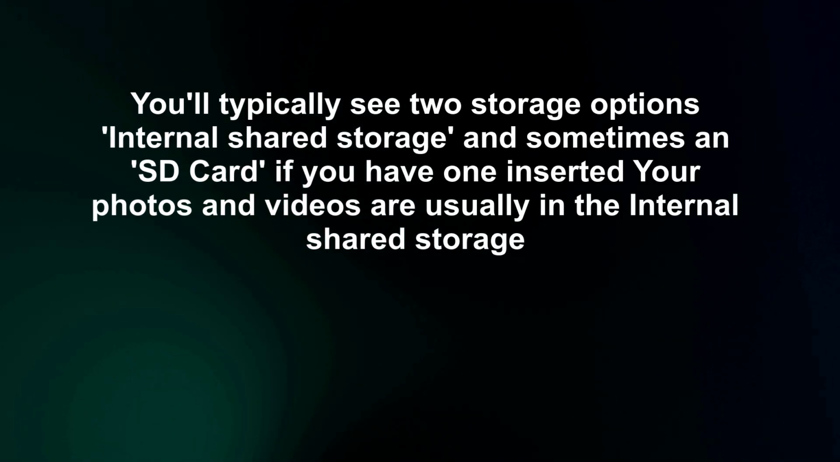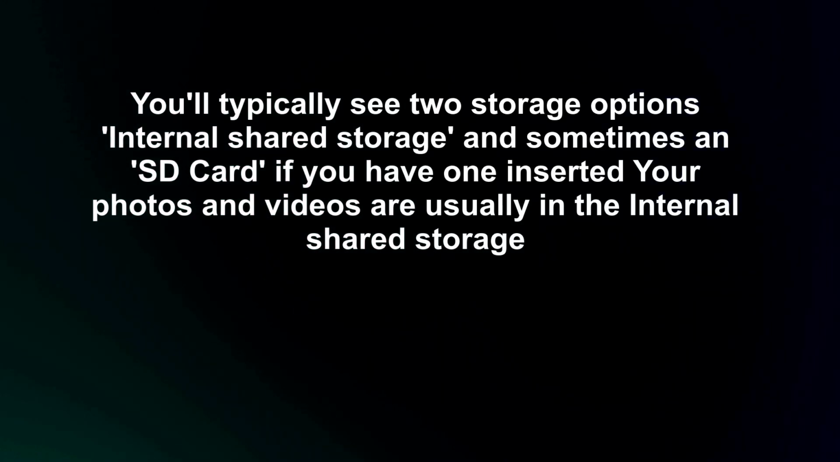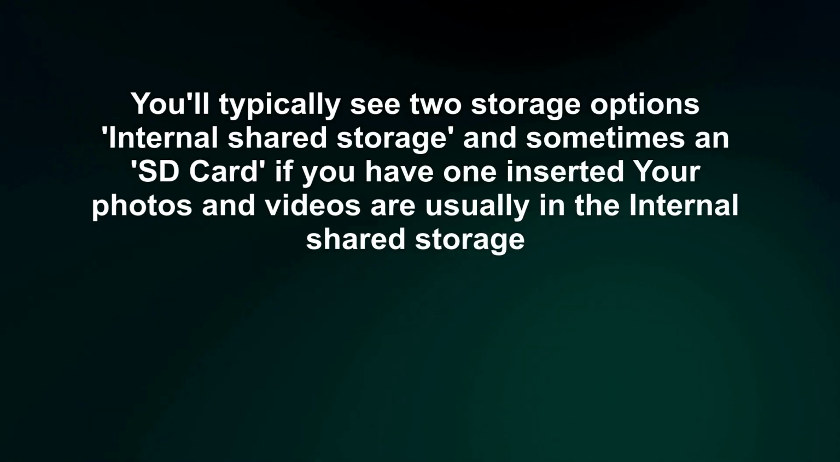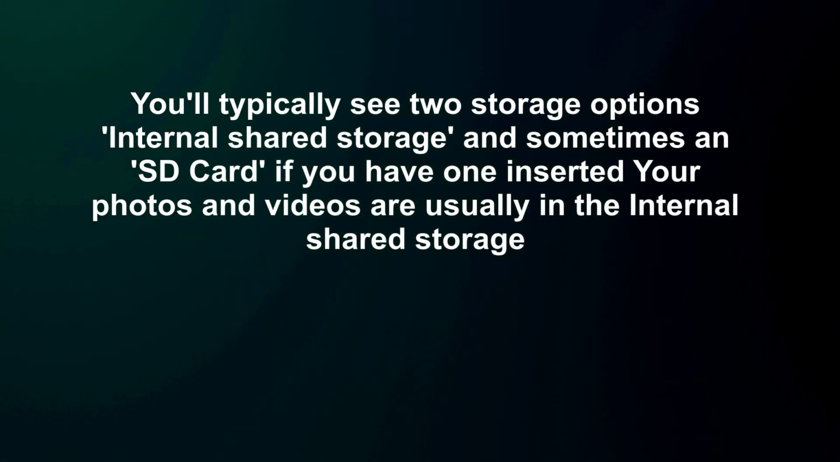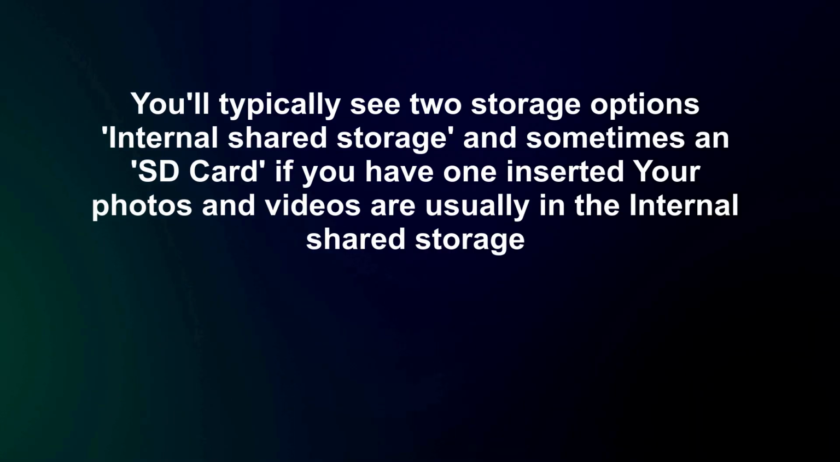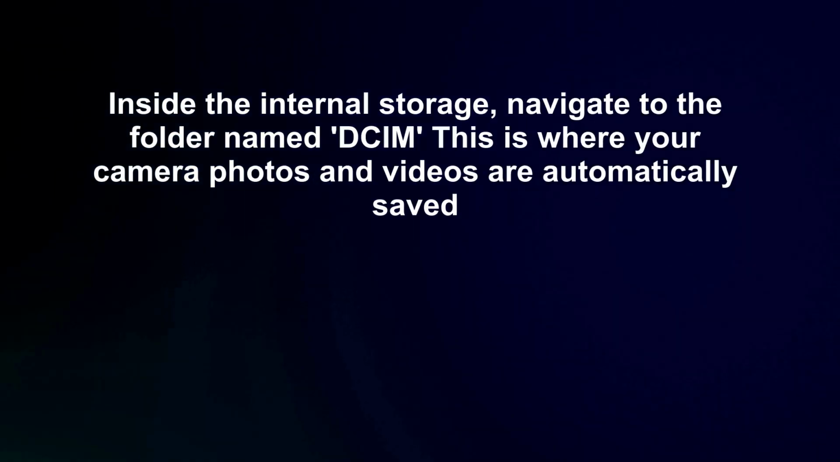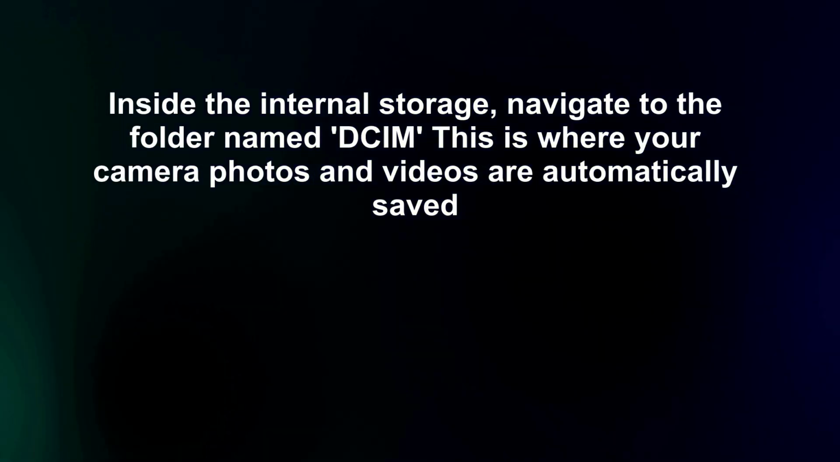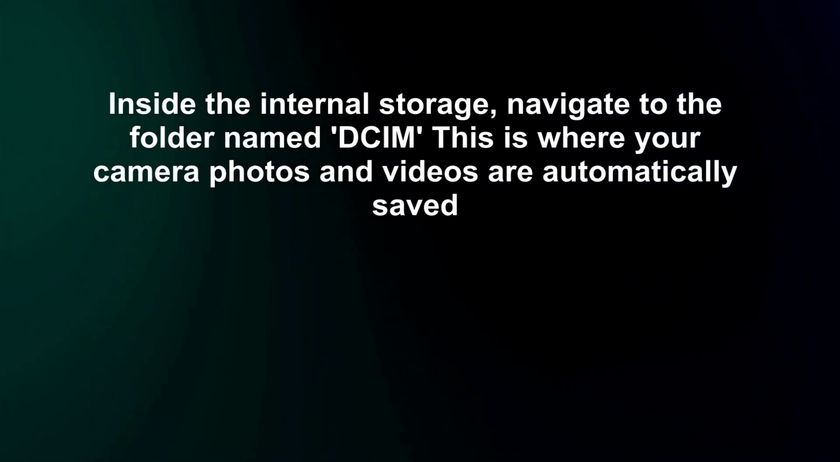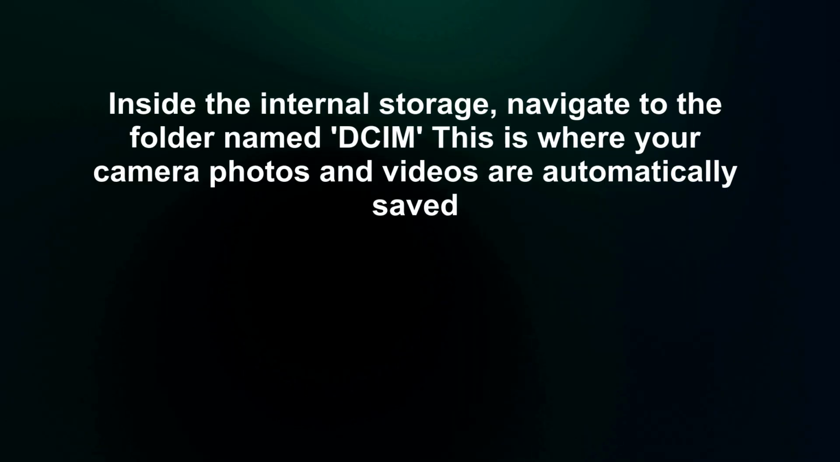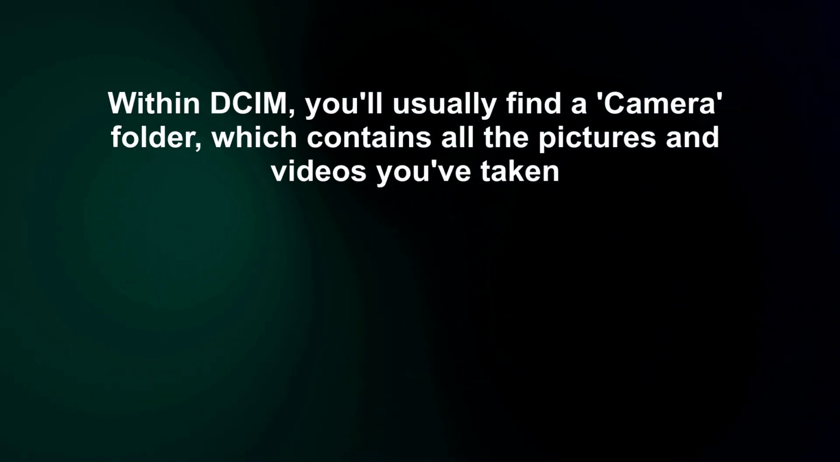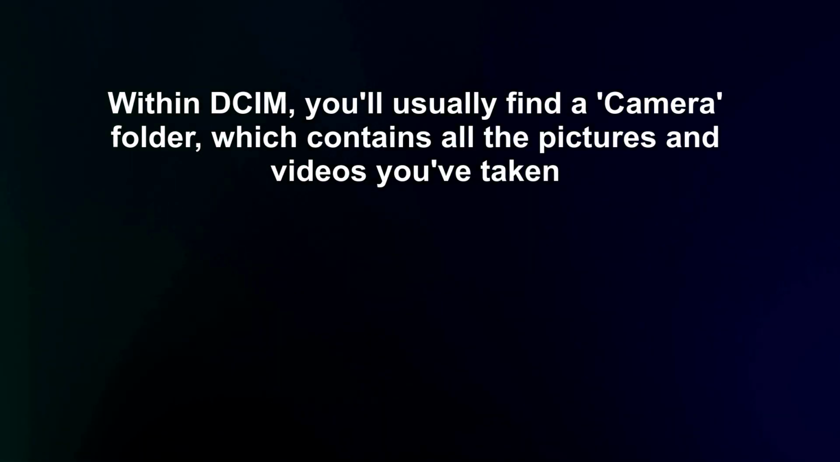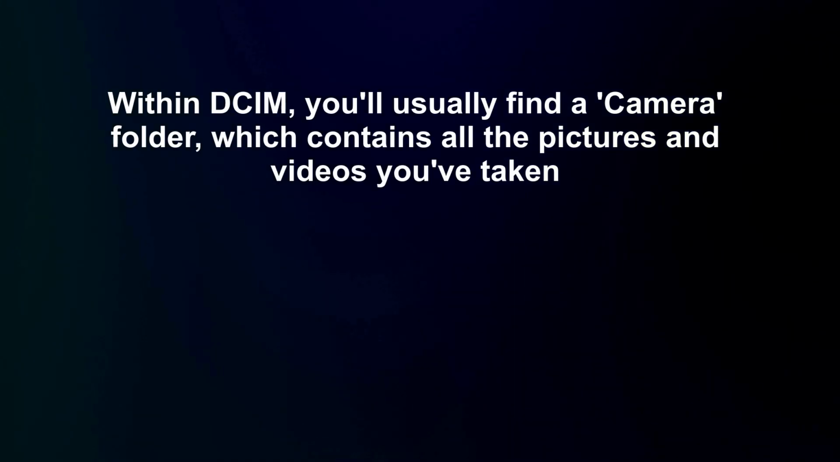You'll typically see the storage options: internal shared storage and sometimes an SD card, if you have one inserted. Your photos and videos are usually in the internal shared storage. Inside the internal storage, navigate to the folder named DCIM. This is where your camera photos and videos are automatically saved. Within DCIM, you'll usually find a camera folder, which contains all the pictures and videos you've taken.